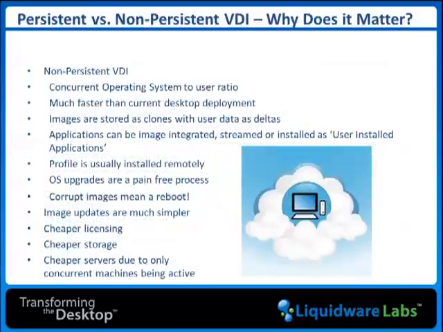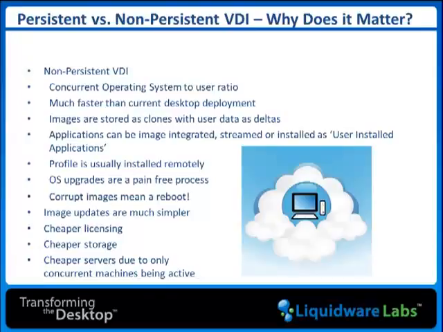And now we get to talk about non-persistent VDI, which is also known as the holy grail of VDI. Now, non-persistent VDI is a relatively new technology. It's represented by a lot of different companies and hypervisors, and they call it something different. Microsoft and Citrix refer to it as streaming, as does Red Hat. VMware refers to it as linked clones. But in the end, the process is the same, which is that what we're getting out of this is a concurrent operating system to user ratio.